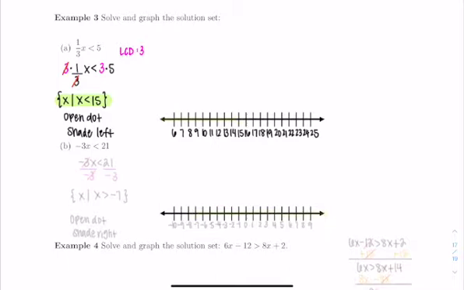A little crowded, but we make it work. We have an open dot on 15. And then we are going to shade to the left.